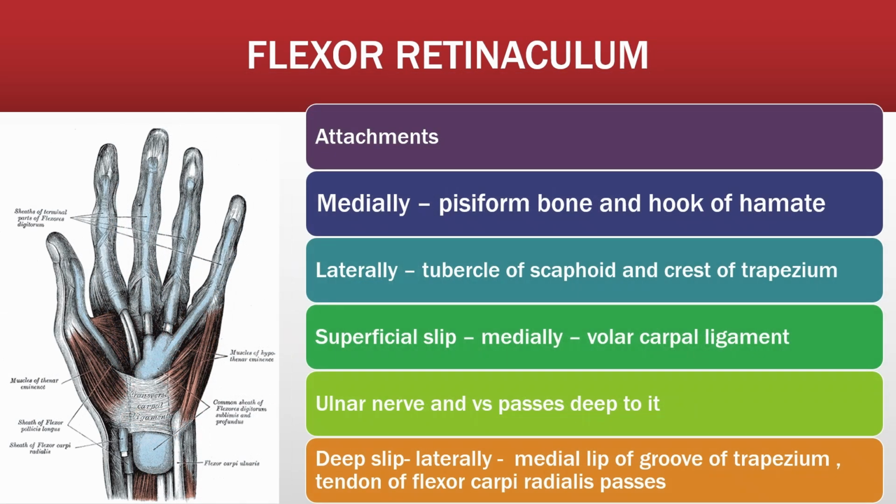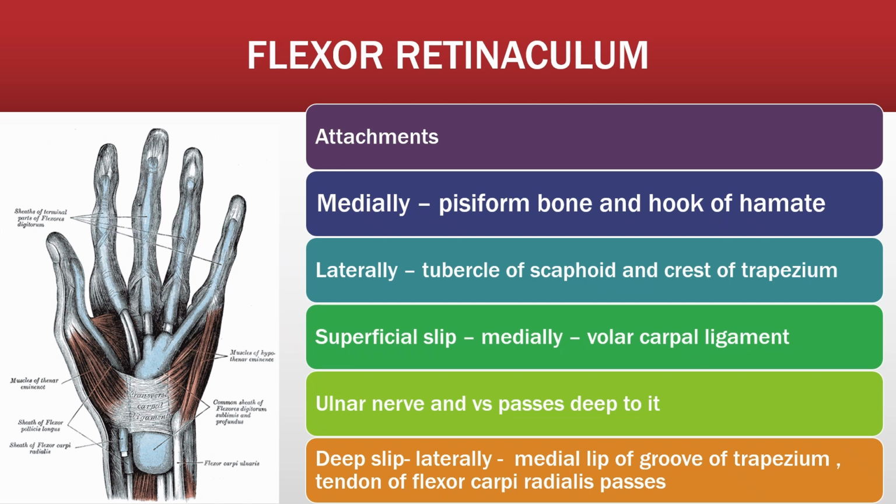Now this is important, the attachments of the flexor retinaculum. So this is the medial aspect, this is the lateral aspect. Radial is always lateral, the thumb will always indicate the lateral. The little finger is always the medial. Okay? Medially, it is attached to the pisiform bone. Here is the pisiform. So it is attached to the pisiform and the hook of hamate.